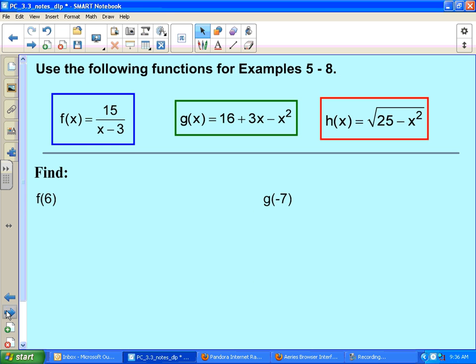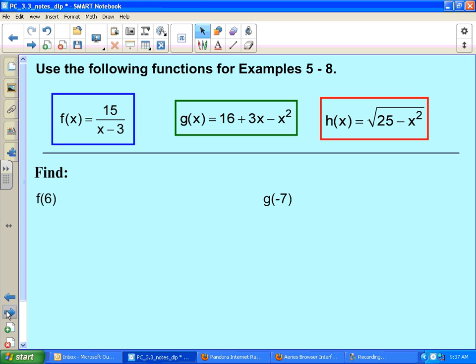All right, let's do some function work. So we can add functions together, we can subtract them, we can multiply them, we can divide them, we can do what's called composition of functions. That's where you plug one function into another. And we're going to do all of those today. So we've got this rational function, f of x equals 15 over x minus 3. We've got a quadratic function, g of x equals 16 plus 3x minus x squared. And then we have a radical function, h of x equals the square root of 25 minus x squared.